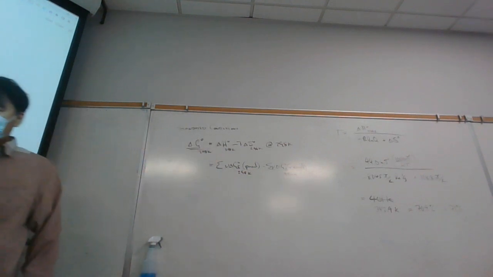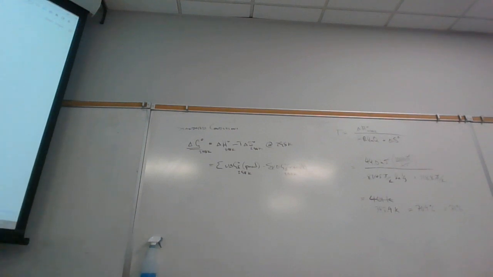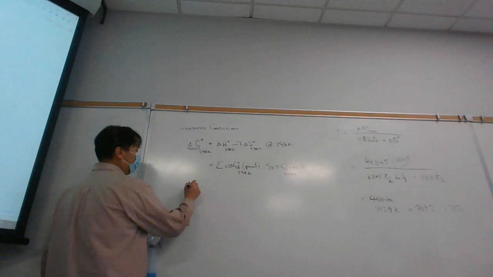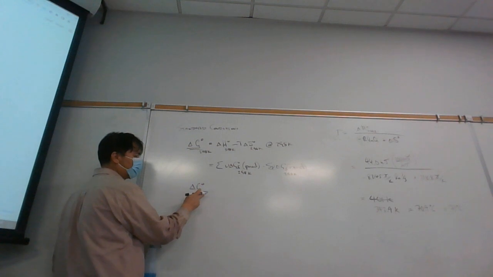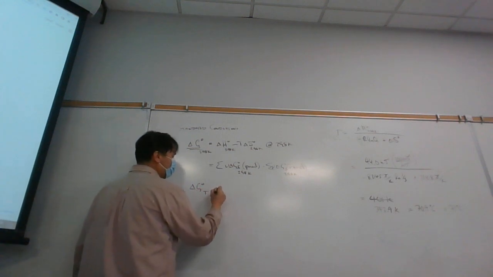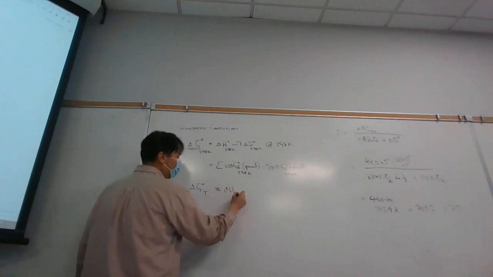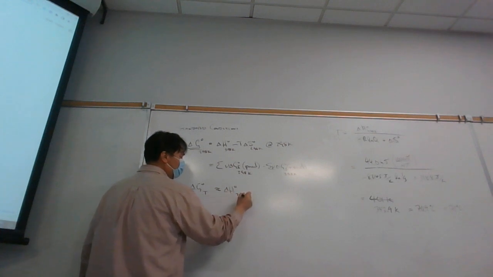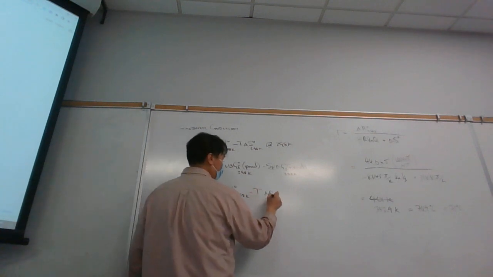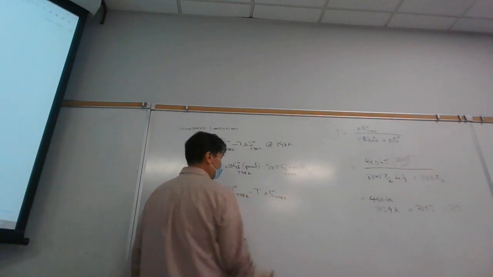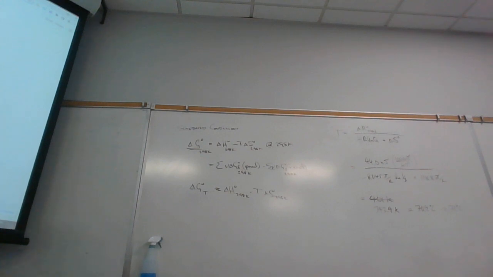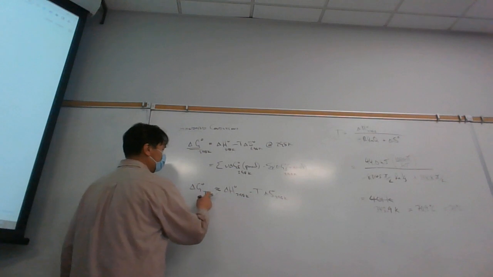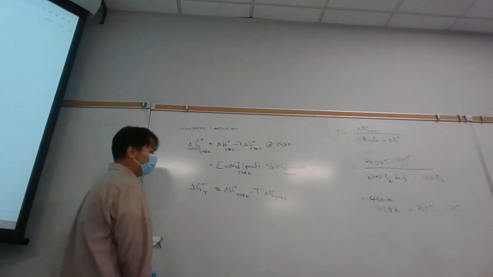If we're not at 298 Kelvin, but still under standard conditions, then this is what we're going to do. If we take delta G naught at a temperature T, so we're under standard conditions but not at 298, then we're going to assume that this equals about delta H at 298 under standard conditions minus T delta S naught at 298 Kelvin under standard conditions. We're going to assume that delta H and delta S don't change much, and therefore we can calculate the temperature at which we'll get a particular delta G value.